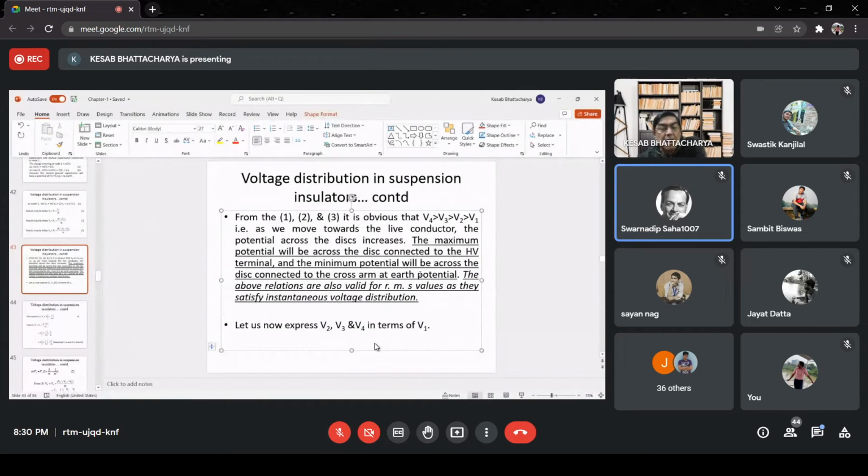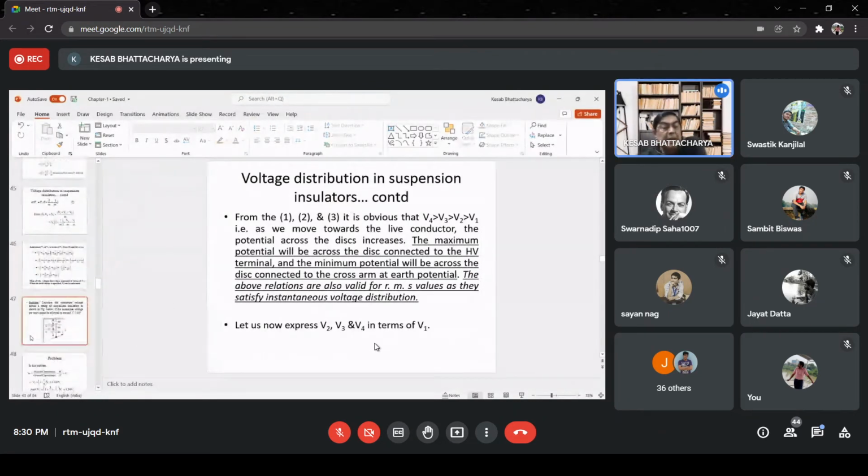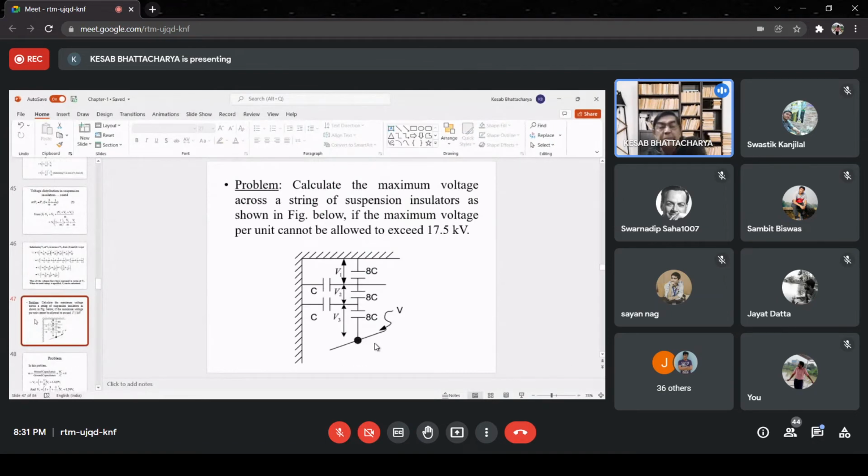Sir, understood. Okay. Next is then, there is a problem. Can you try to work out this problem? Calculate the maximum voltage across a string of suspension insulators as shown in figure below, if the maximum voltage per unit cannot be allowed to exceed 17.5 kV. Now here in this problem, mutual capacitance is 8 times C. So what is the value of M then? Mutual capacitance 8 by 8.